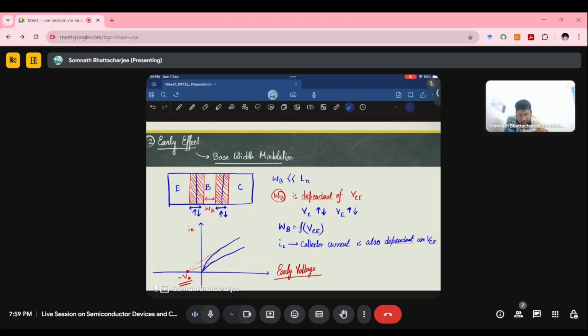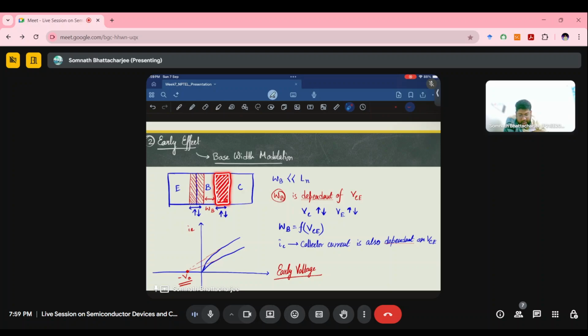Now the concept of WB is nothing but that. If we are assuming that WB is the effective width of the base, this effective width of base was first this when they were not connected with each other. But when it's connected, the base width is this area. Now, if we are applying VC, that is the collector voltage, with this base, so VCB we can also say, based on this change in the collector voltage, this depletion region will change as well.